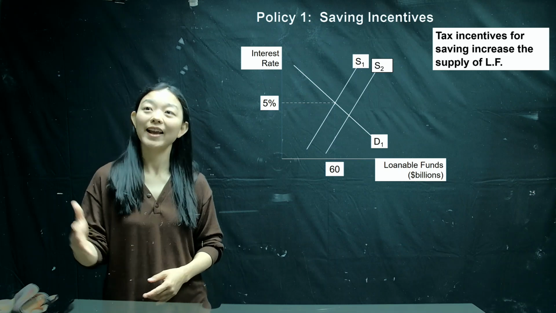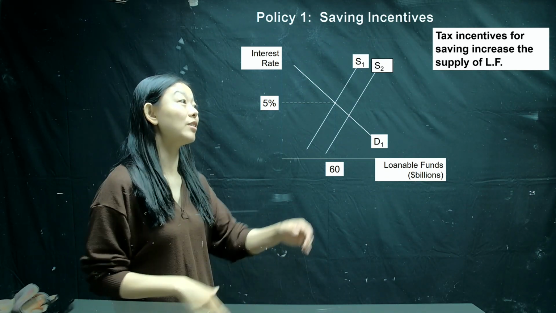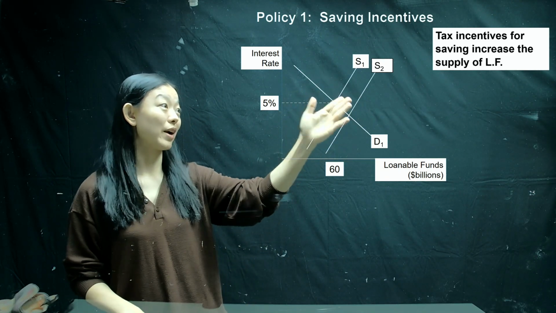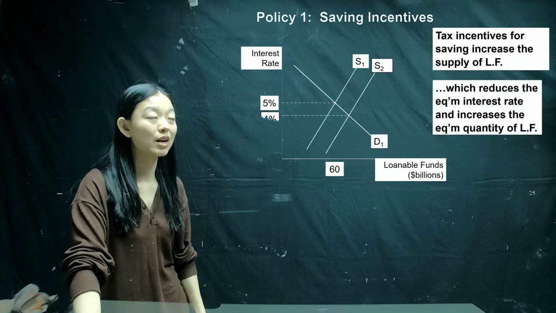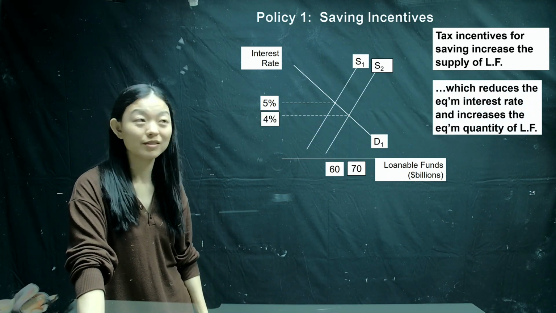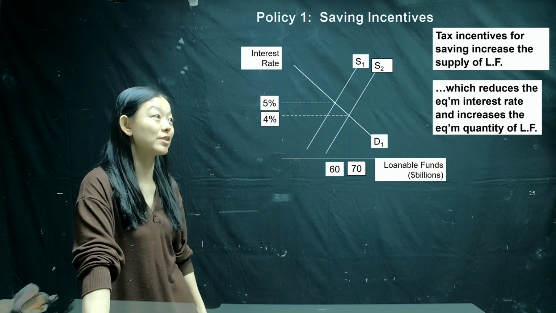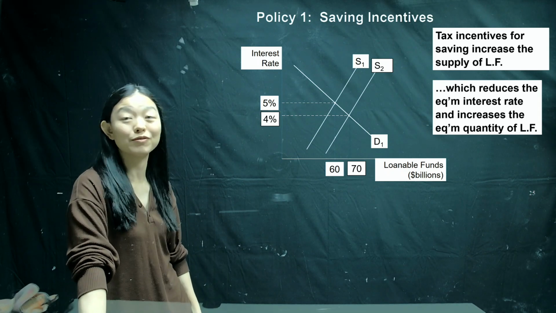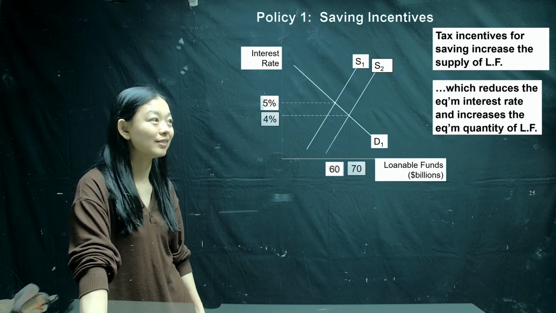So it will increase the supply of loanable funds, which will shift the loanable funds supply curve from S1 to S2, and which will result in a lower interest rate, right? A lower interest rate and more loanable funds will be available in the market. So that will be the first type of policy, tax incentives for saving.